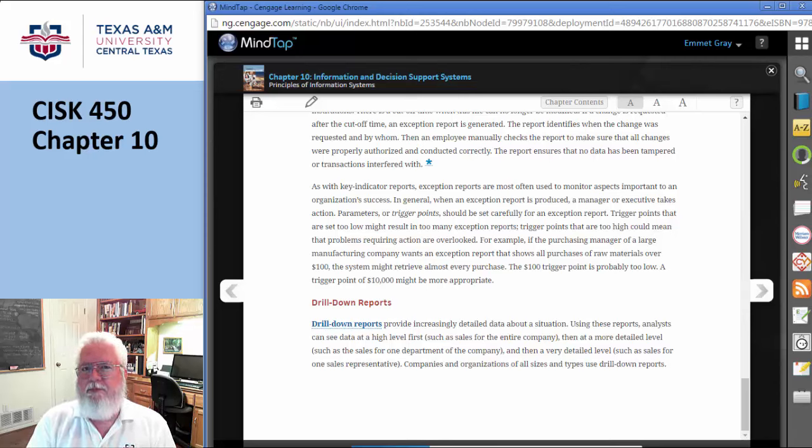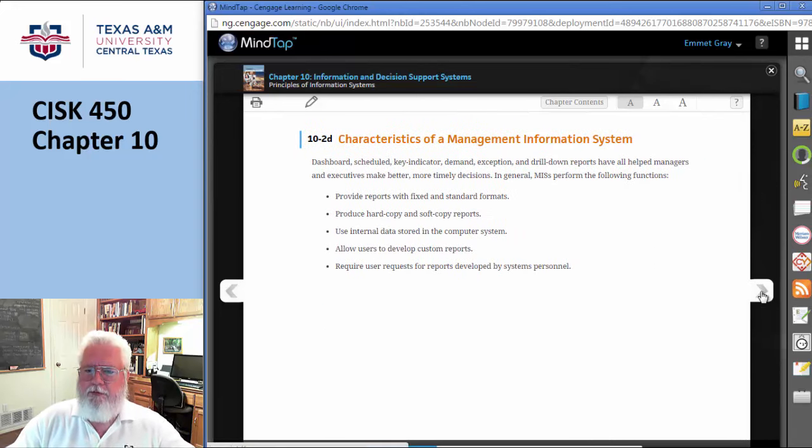Okay, picking up on page 455, we just finished talking about the drill down reports. Next, we're going to talk about the MIS characteristics. So let's just look at this and go through it. It provides reports with either fixed or standard formats. In other words, the quarterly statements, that kind of stuff.